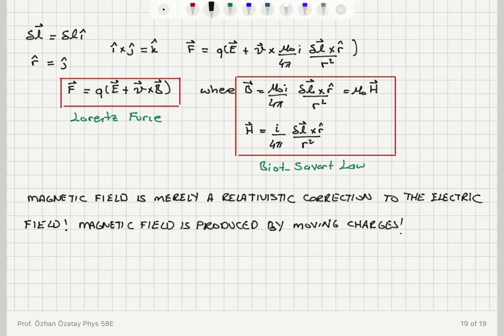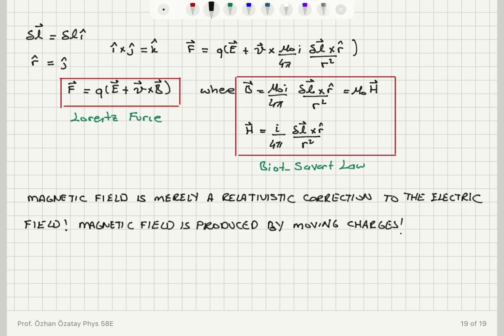So I can see that this is qE plus v cross B, where B is recognized as mu 0 I over 4 pi, I being our current, times the current element delta L vector cross r hat over r squared. That's the Biot-Savart law, and the force that appears on the charge is the Lorentz force, qE plus v cross B.